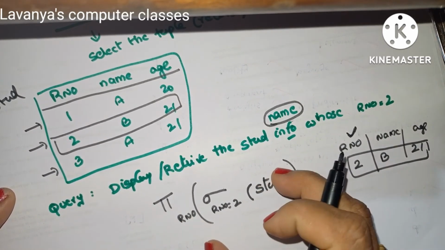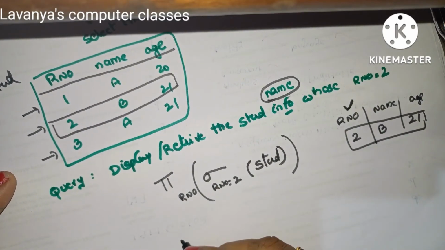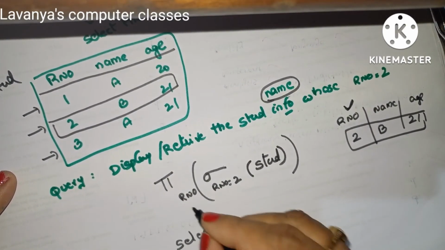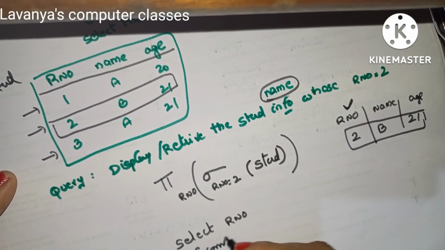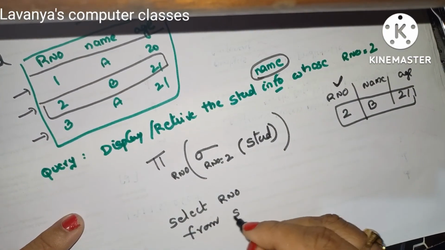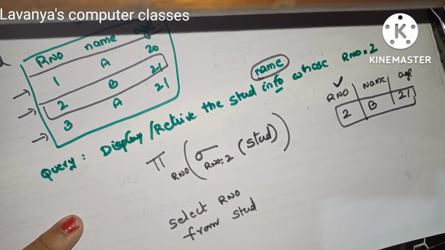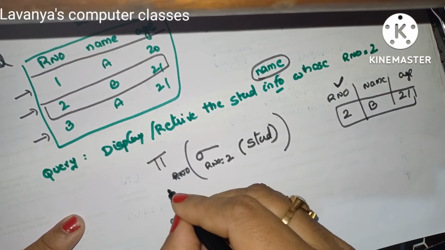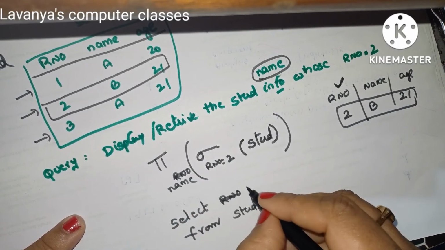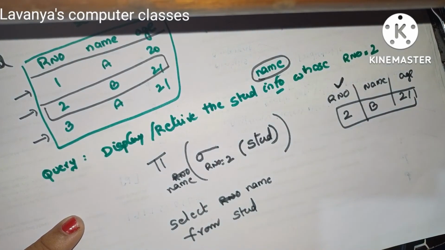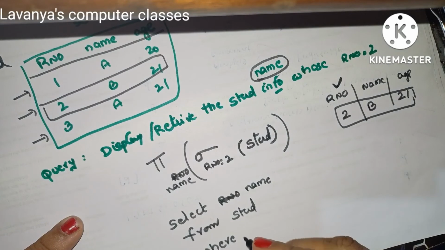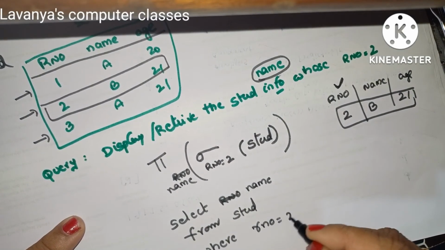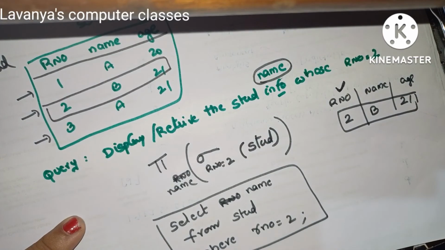So how do we write the same thing in SQL? We write like this. Select, which field do we require? Select roll number. Next is from table name, from student. But you don't want all the students' roll numbers. You require only the student name, not roll number here. Select name, because we need name, from student where the roll number is 2. So where roll number equal to 2. So this is the SQL statement.